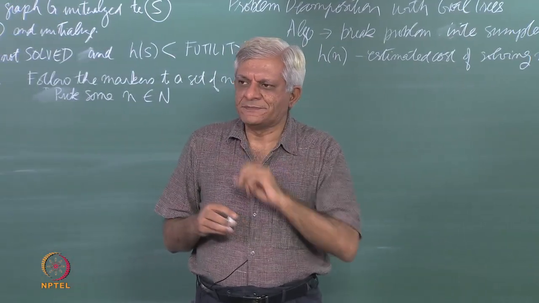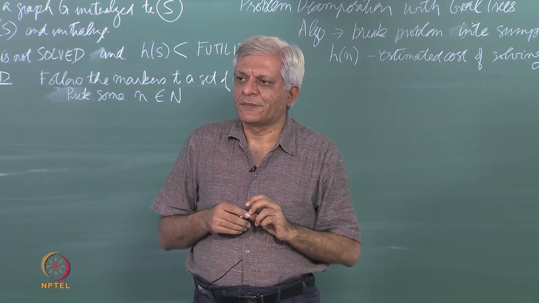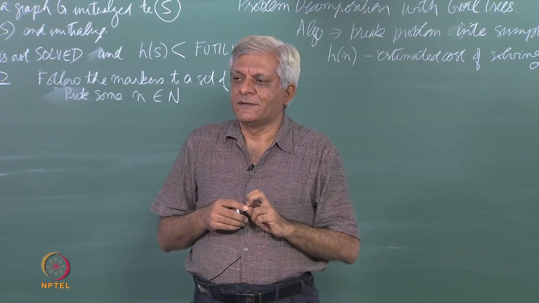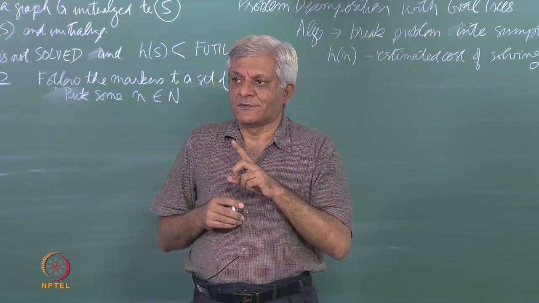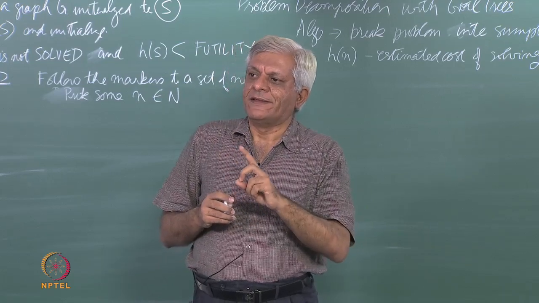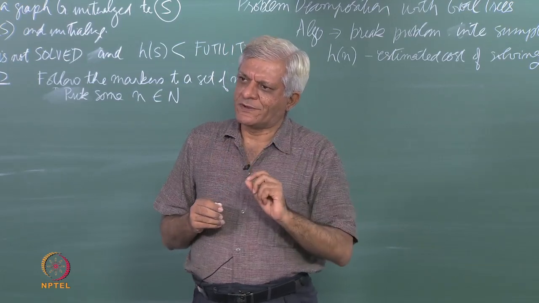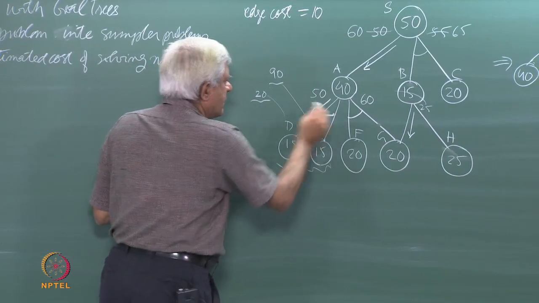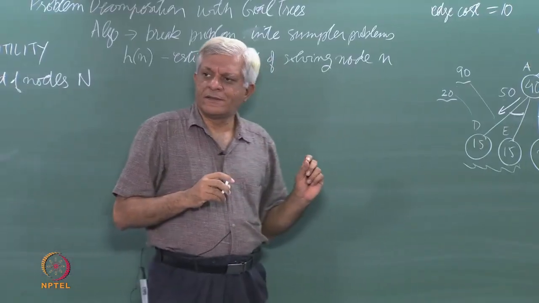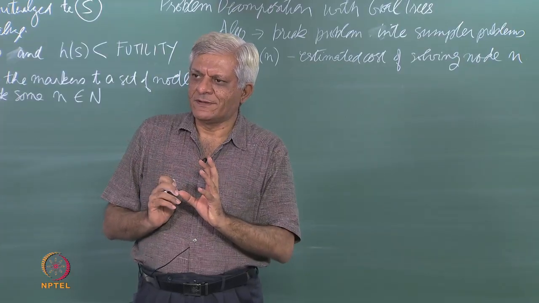How will it help? If the answer is rejected, then we do not need to compute the other one. No, you are not listening to what I am saying. If you solve D, you have to also solve E. Why? Because this is an AND node here. But if D does not give a solution, then you do not have to solve E. Then which one is not likely to give a solution? E, the more expensive one, I think.